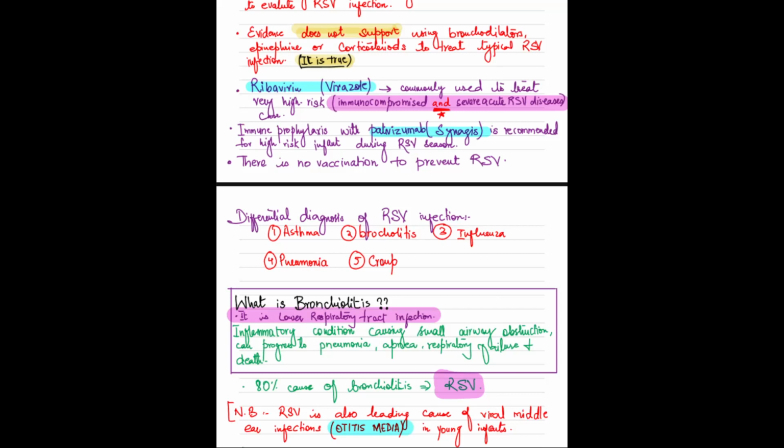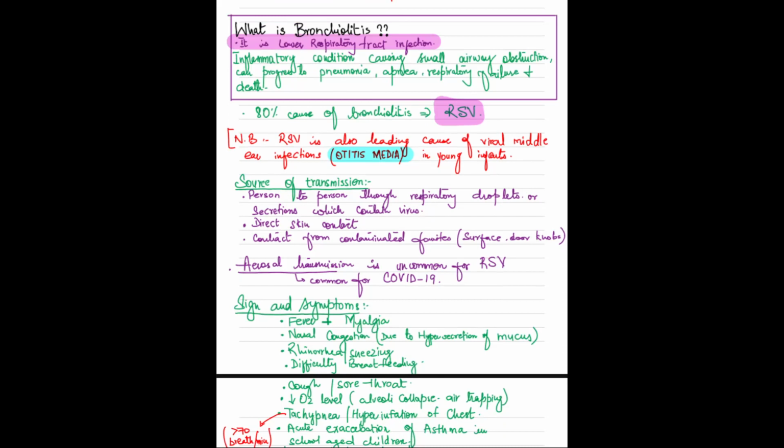80% of the causes of bronchiolitis are due to RSV. So if we have RSV, don't forget to look for bronchiolitis symptoms and signs, because RSV can cause 80% of bronchiolitis. One thing I want you to remember is RSV is also a leading cause of viral middle ear infection in young infants. That means middle ear infection can be caused by RSV.